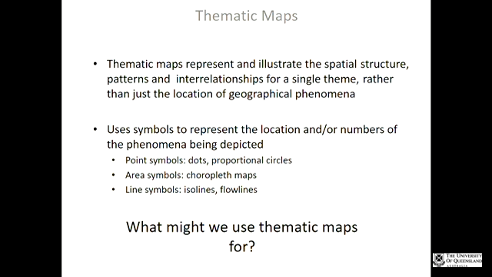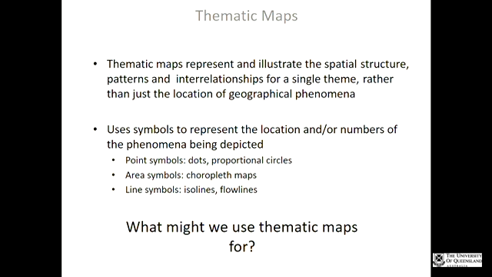So, rather than a broad range of geographic phenomena, a thematic map generally wouldn't include roads and buildings and multiple themes all at once. We're thinking about a single theme, so it might be something like average age or the amount of forest cover in particular areas. So these are usually focused around particular themes, and we're interested in understanding this, using the map to communicate something about the spatial structure of that data.